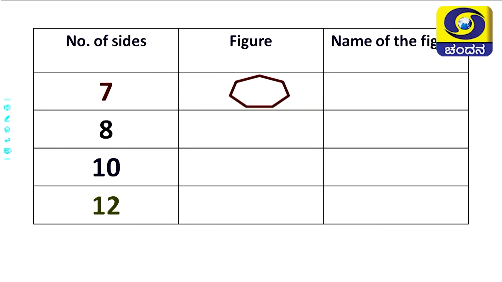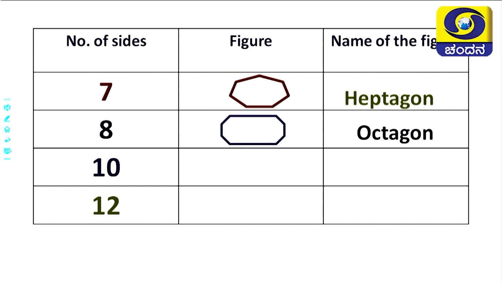If a polygon has 7 sides, it is nothing but a heptagon. So, let us move further. If there are 8 sides, draw the figure. How do you name it? So, we can name it as octagon. Is it right?